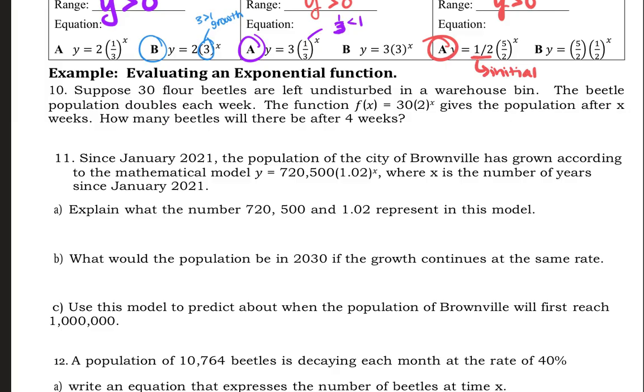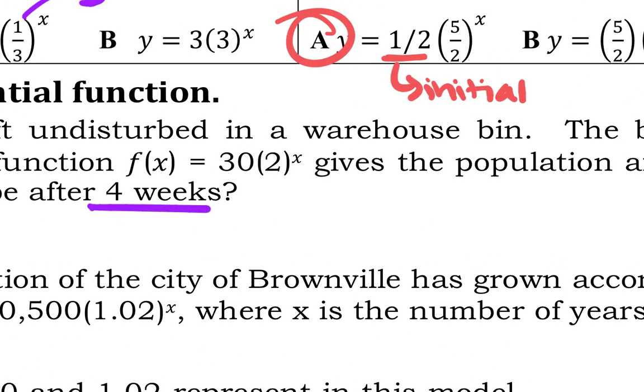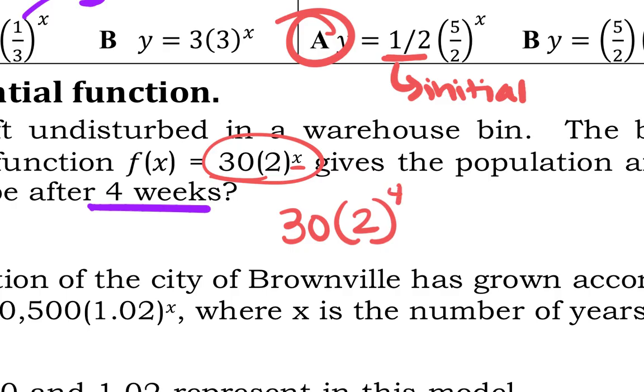So all you're going to do here, x represents the number of weeks. And they tell us exactly how many weeks, right? They said 4 weeks. All you're going to do here on your calculator, you don't even need to graph it. You're going to take this, and where the x is, you're going to plug in the 4. So you're going to do 30 times 2, raised to the 4th power. Let me give you a minute to go ahead and get that entered in your calculator. So what did y'all get? How many beetles after 4 weeks?